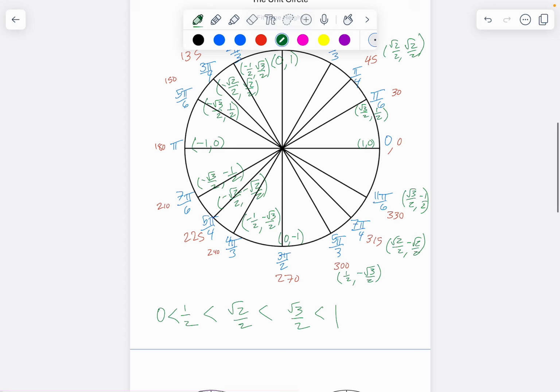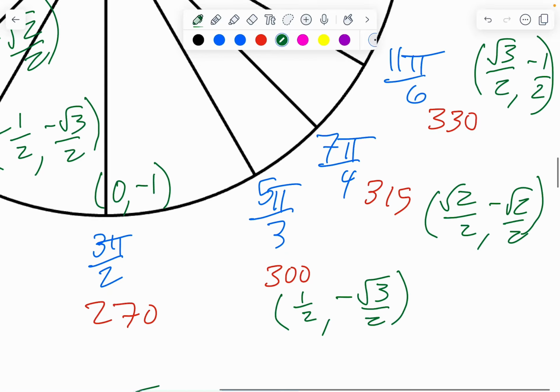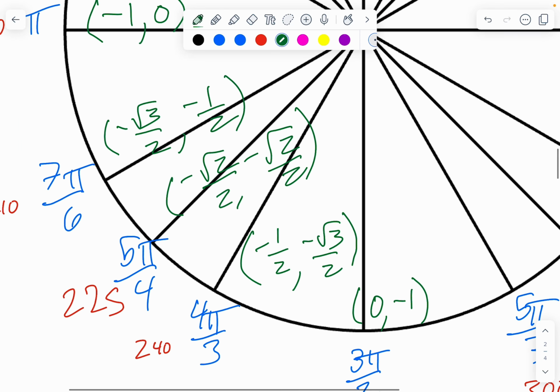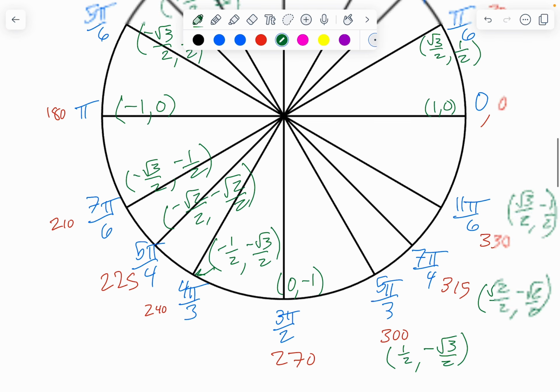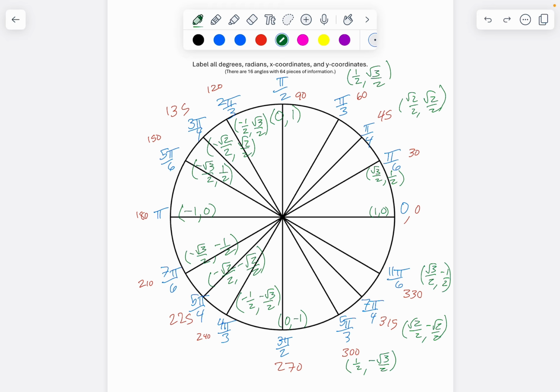When I have you write this, it needs to be clear what you're labeling. Sometimes I write them on the outside like this and have them in a line. Sometimes I put them on the inside, but this is obviously going to that point right here, etc. And that's the unit circle.